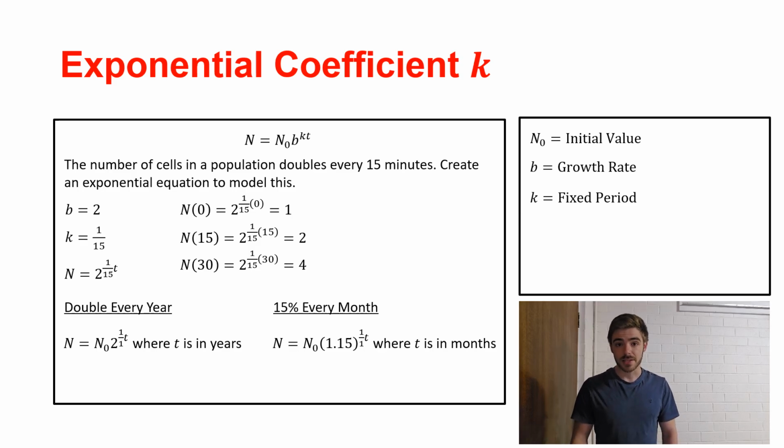The only thing that does change is the unit that your time is in. In the first example, it was in years. In the second example, it was in months. The only time you're going to see a difference in k is if you suddenly start doing something like every 2 months, in which case your denominator is going to be 2.